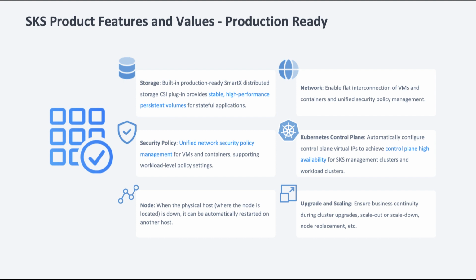Automatically configure the control plane virtual IP to achieve high availability of the SKS management cluster control plane and workload cluster control plane. When the physical host where the node is located crashes, it will automatically restart on a normal physical host. During cluster upgrading, scaling, and failed node replacement, business continuity can be ensured.